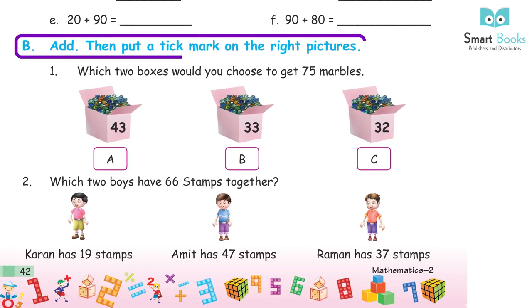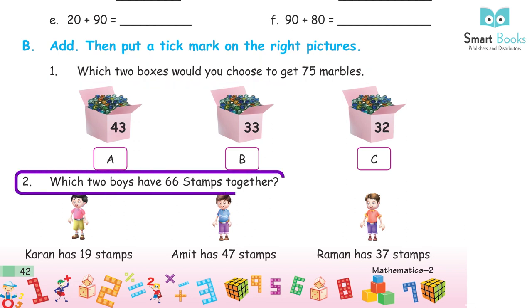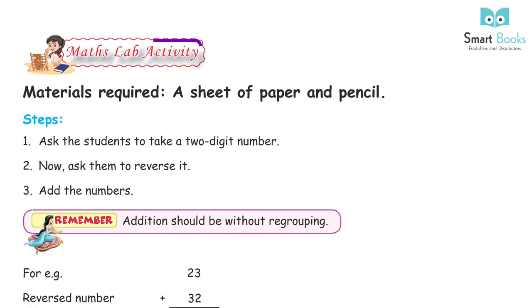B. Add, then put a tick mark on the right pictures. 1. Which two boxes would you choose to get 75 marbles? Answer: A and C. 2. Which two boys have 66 stamps together? Answer: A and B. Maths lab activity.